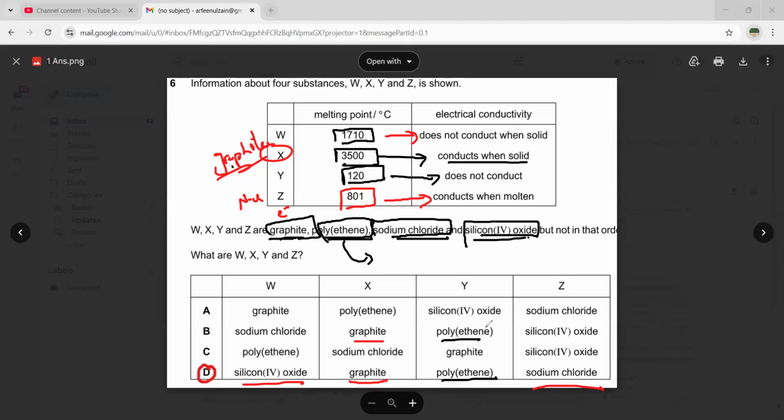So Z, how do we identify it's sodium chloride? Because it is conducting electricity when molten, and this is a characteristic of an ionic compound. And which is an ionic compound? Sodium chloride is an ionic compound. Is this one clear?